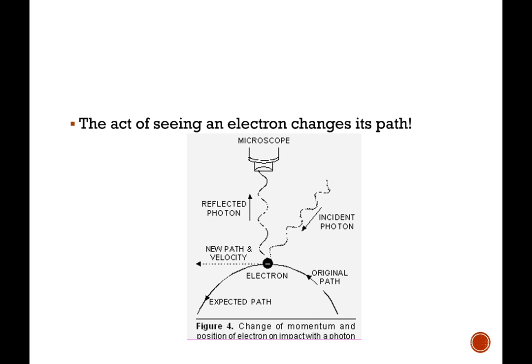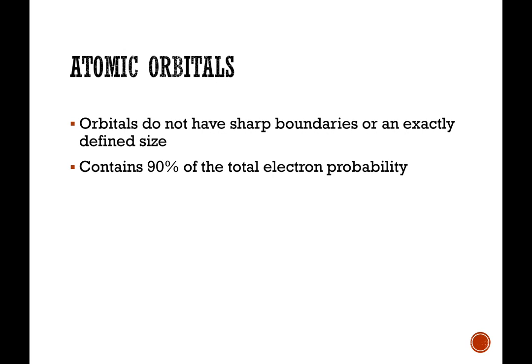So this whole quantum mechanical model is all about probability of finding an electron in a particular place. So orbitals do not have sharp boundaries or an exactly defined size. They do contain 90% of the total electron probability, which means 10% of the time, it's somewhere else.